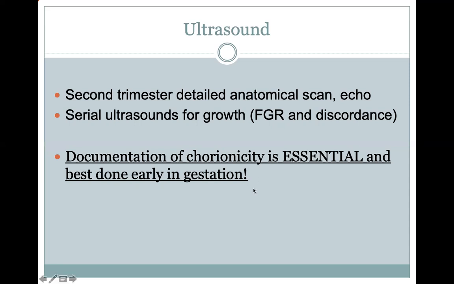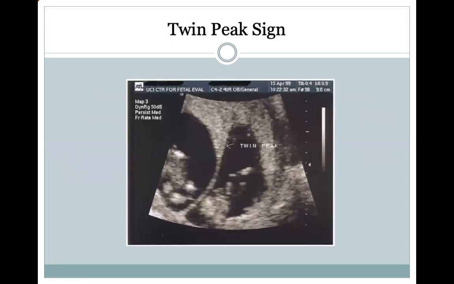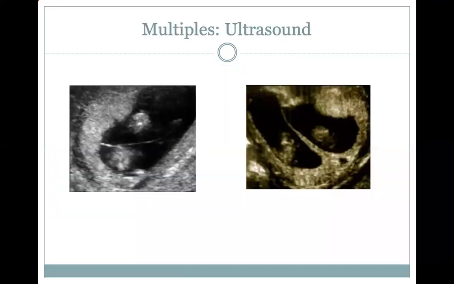But probably the most important point to make in the whole talk is the documentation of chorionicity, which should be done early in pregnancy in that first trimester between 8 and 12 weeks. Next slide. So this is a picture of an ultrasound of that twin peak. This is at about an 11 to 12 week ultrasound, and you can see that nice thick membrane. This is a dichorionic placentation. So when you have dichorionic, diamniotic, two membranes for each fetus, that intervening membrane is very thick, and you see that twin peak. Next slide.